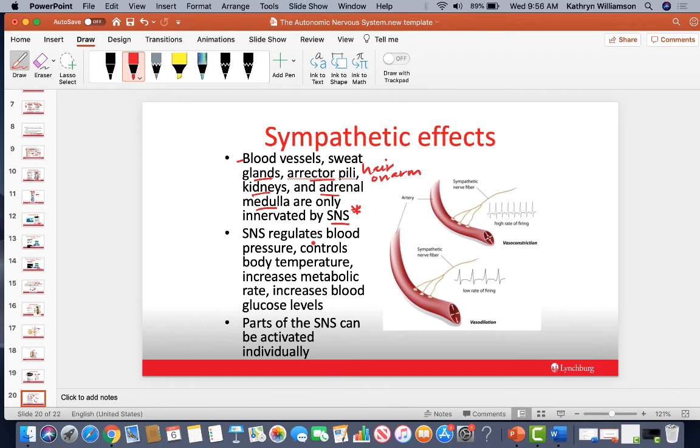Sympathetic nervous system is important for regulating blood pressure. It helps us control body temperature and metabolic rate. It's going to increase blood glucose levels because we need that for energy to run away from the bear in the parking lot. And we have different parts of the sympathetic nervous system that can be activated individually. So it doesn't necessarily have to be an all-in type of thing. It can be specific parts.